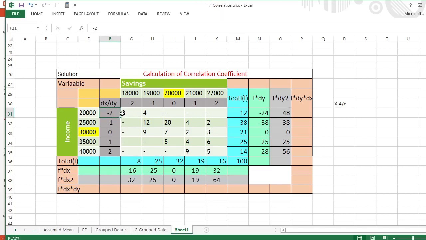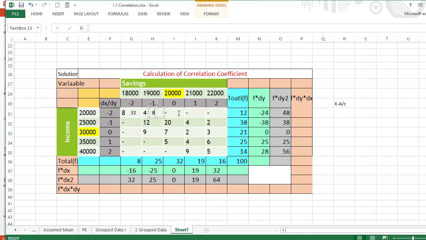I'll start from the first cell. Here f value is 8, dx value is minus 2 and dy value is minus 2. So minus 2 into minus 2 is 4. 4 into 8 is 32. And then for this, f value is 4, dy value is minus 2 and dx value is 1. So minus 2 into 1, minus into minus plus. So 2 into 4 is 8.